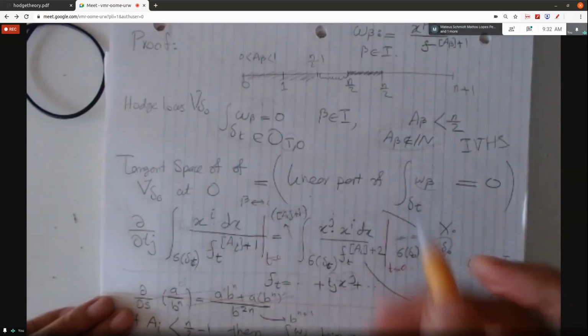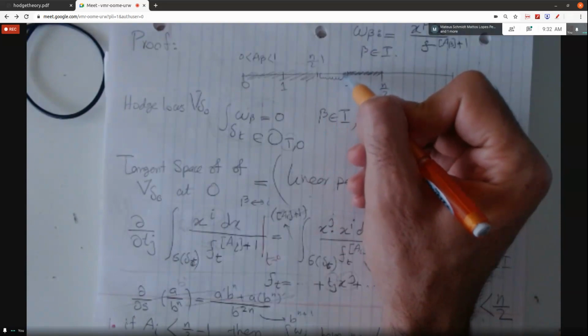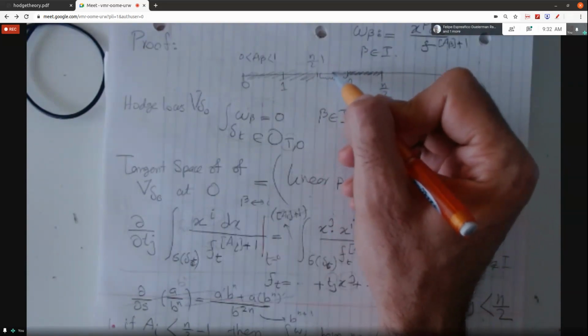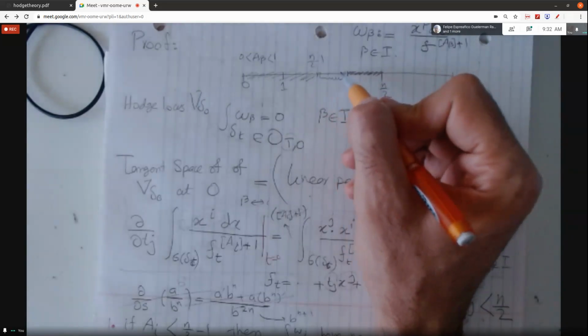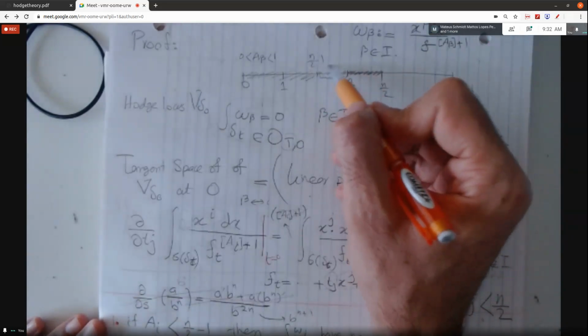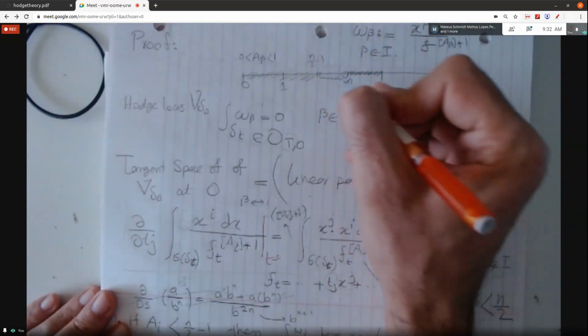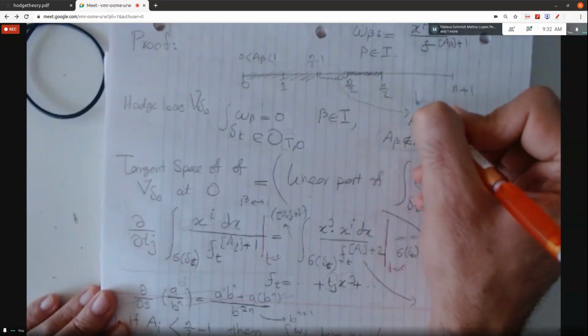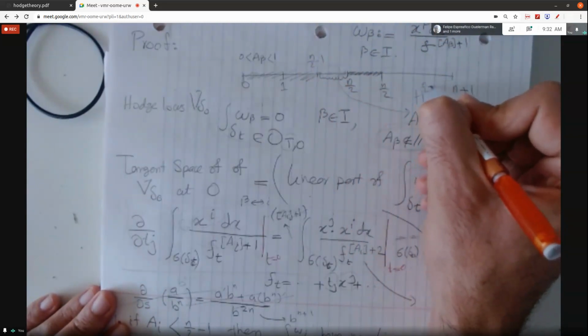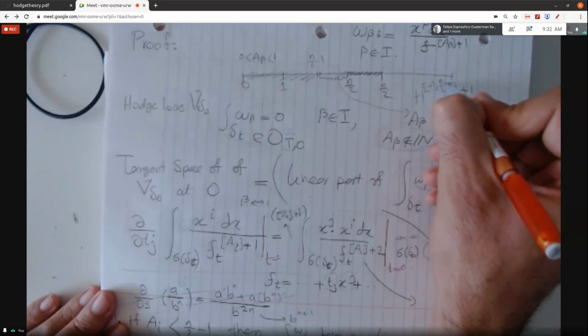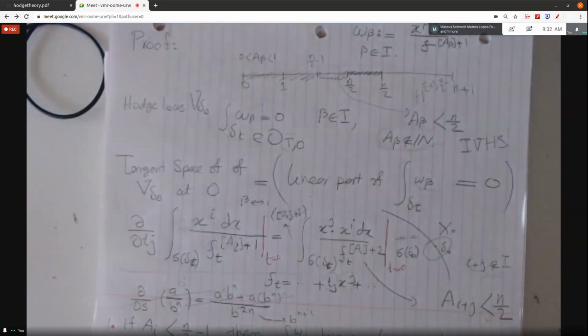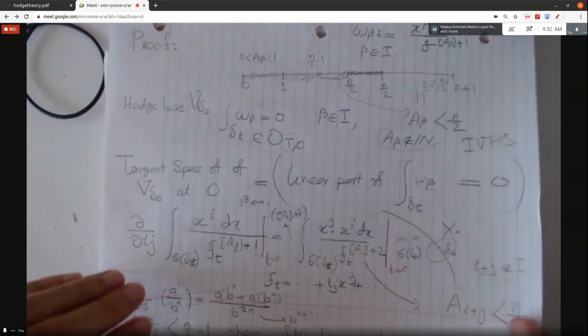So the point is that now the Hodge locus, its linear part, is just given by integrals of differential forms, which are here, and this is exactly the part H^{n half plus 1, n half minus 1}. So let's go further.